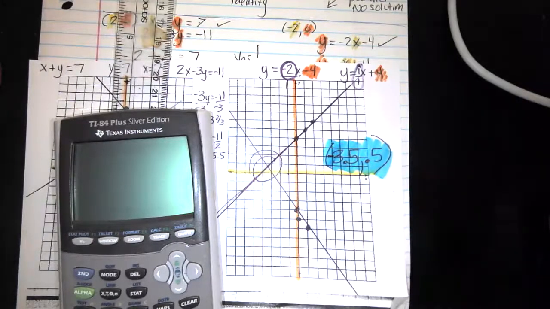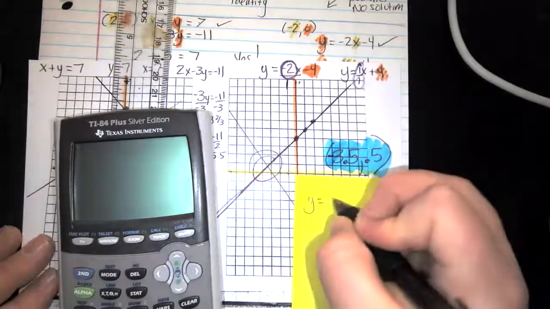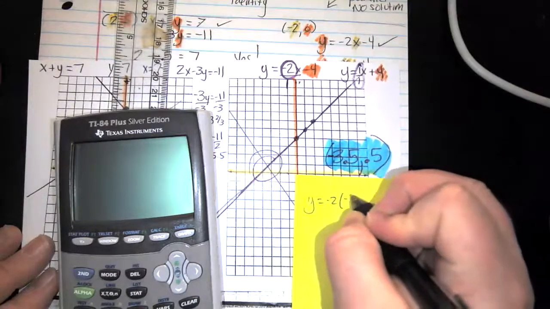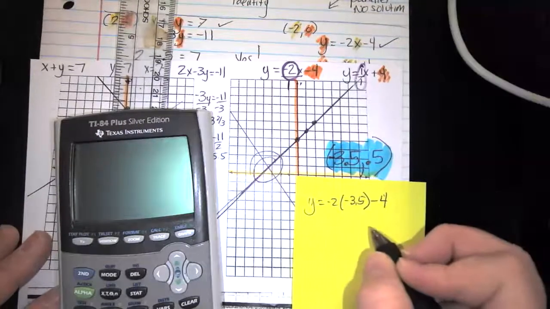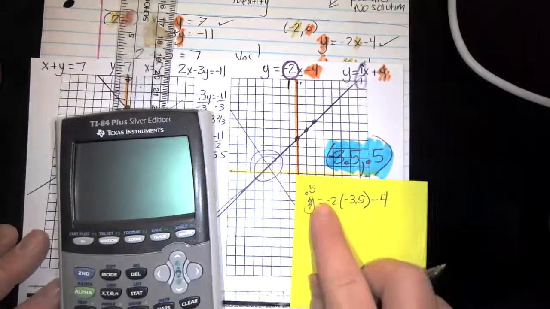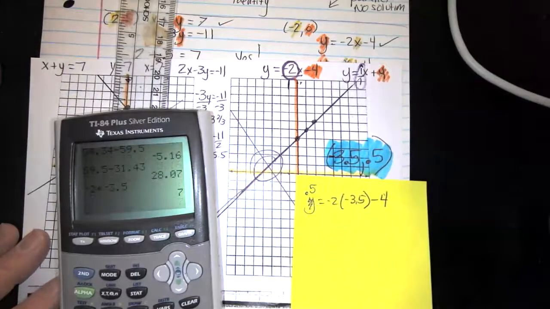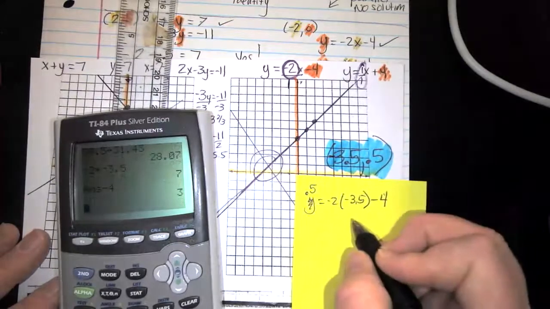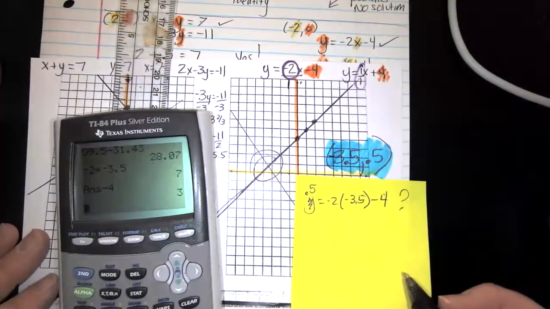All right, so technically if I wanted to check, I would need to go y is equal to -2 times -3.5 minus 4, right? And this would be a 0.5, right? Okay, so let's see. -2 times -3.5 minus 4, and I get 3. Yikes. That's not quite right, is it?